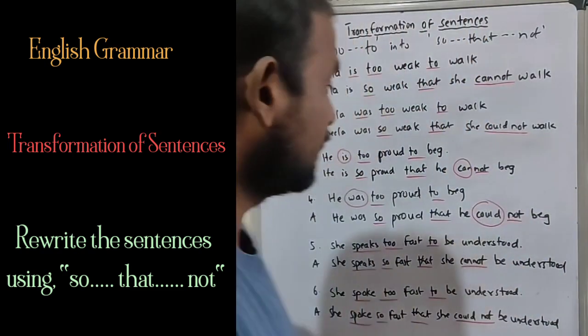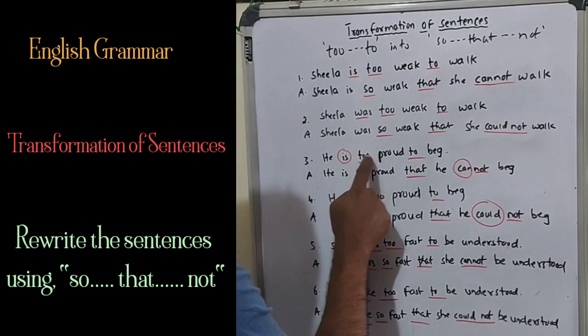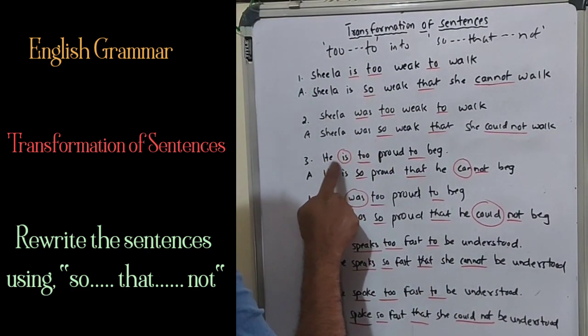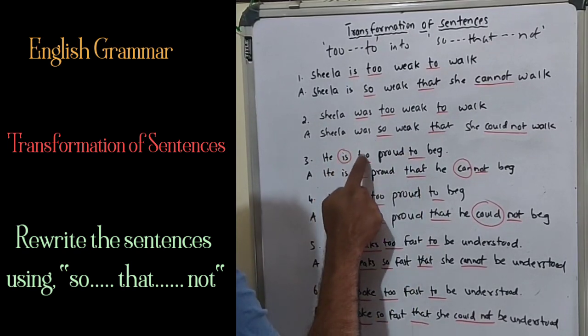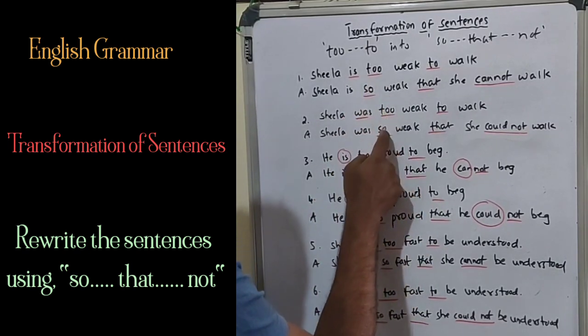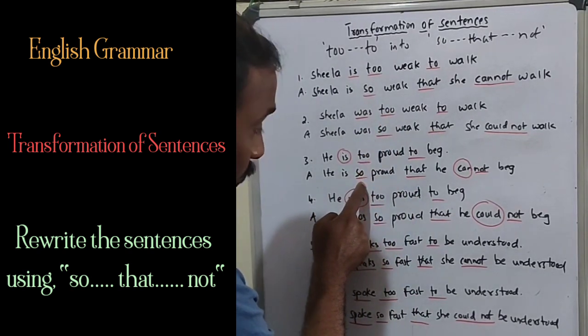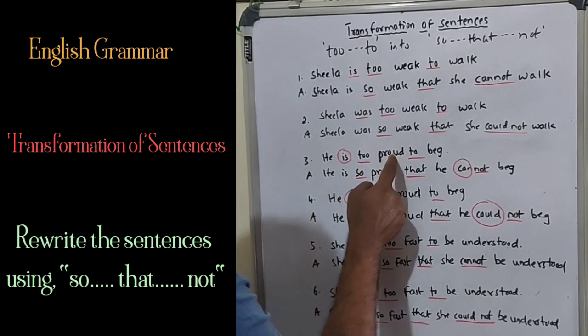Look at the third example. He is too proud to beg. Again, see, "is" is present tense. "Too" and "to". So you write "he is" as it is, and in the place of "too" we have used "so". In the same way, use "so". He is so, write "proud" as it is.